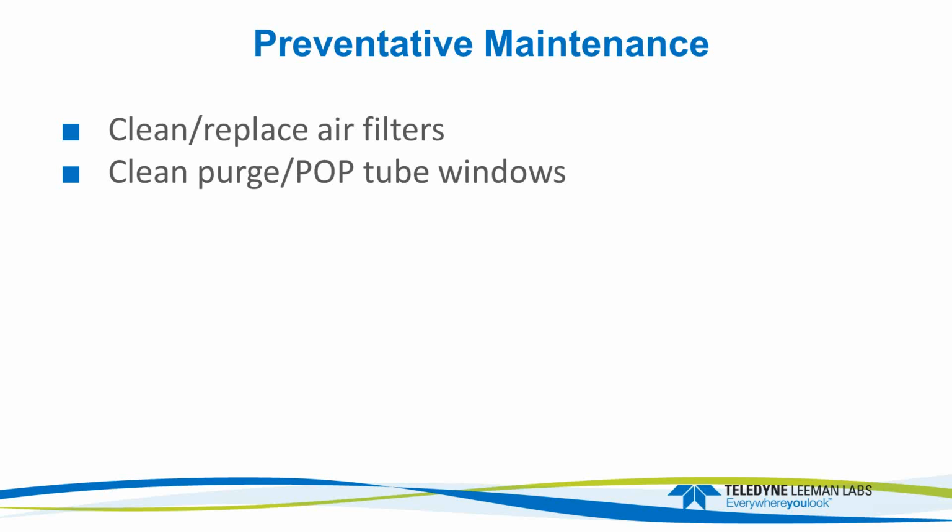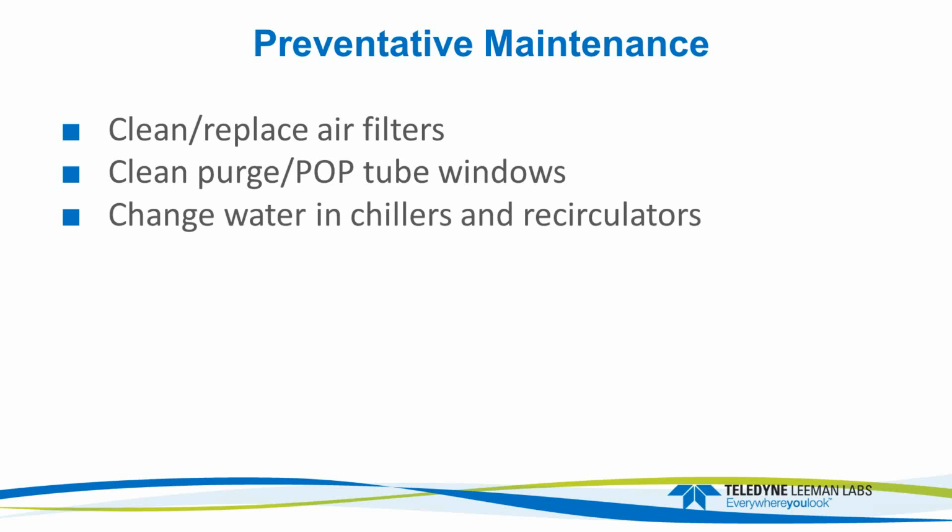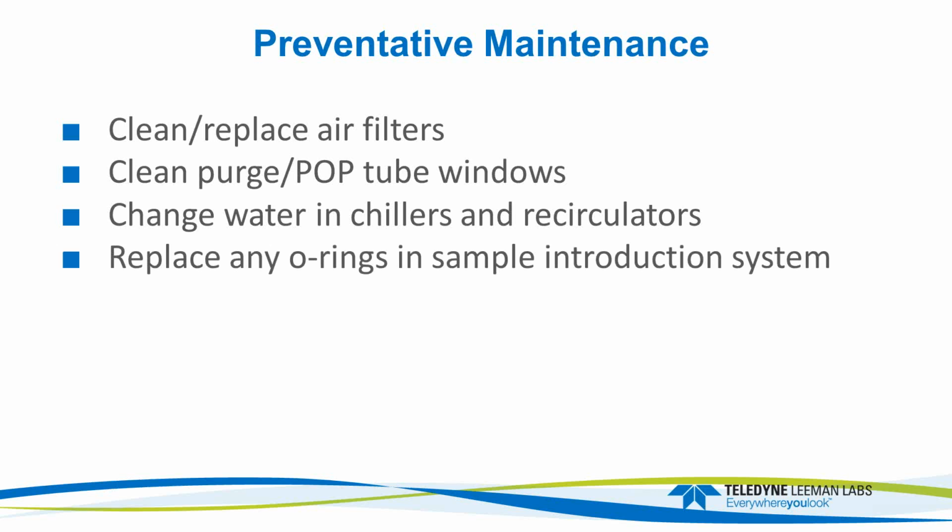Those should just be something you do on a regular basis, especially if you keep track of your intensities. Intensities start dropping off, clean those windows so you don't have to track it, right? Change the water in things, recirculators and chillers. We recommend you change the water in your recirculator every 1 or 2 months. That's the water-cooled tube, you don't want to get any conductivity in there. So just go ahead, change that water over, right?